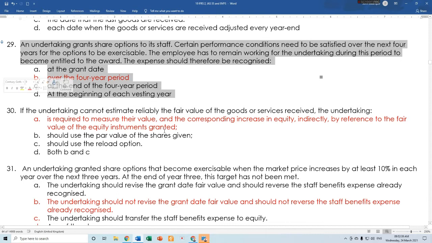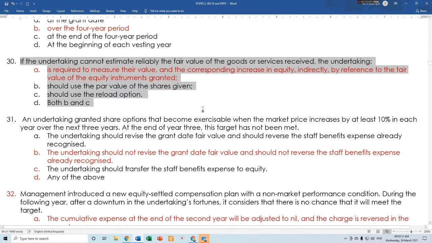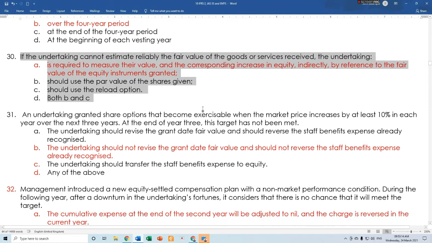29. An undertaking grants share options to its staff. Certain performance conditions need to be satisfied over the next 4 years for the options to be exercisable. Employees have to remain working for the undertaking during this period to become entitled to the award. The expense should therefore be recognized over the 4-year vesting period. Letter B. If the undertaking cannot estimate reliably the fair value of the goods or services received, then the undertaking will use the indirect method, which is by reference to the fair value of the security. Di ba? So the answer is letter A.